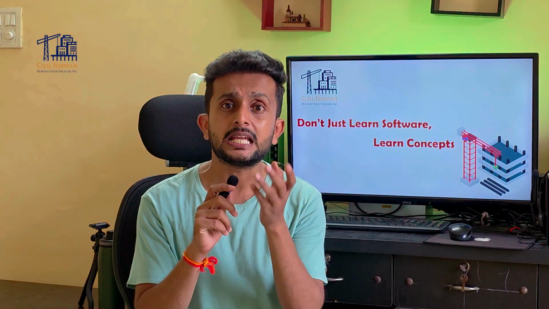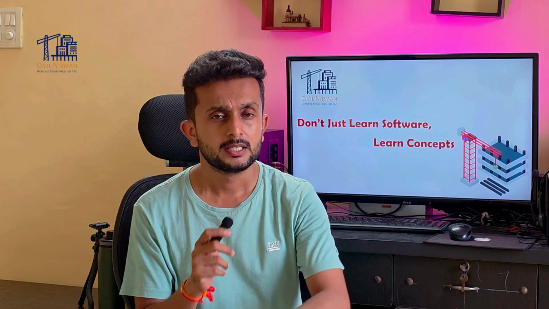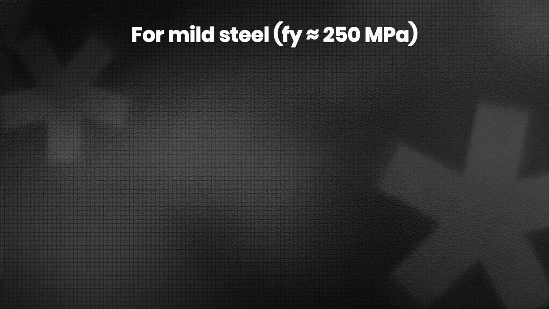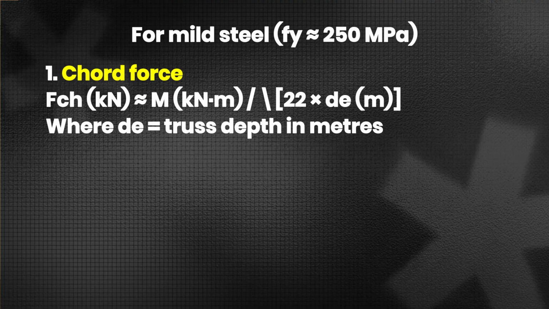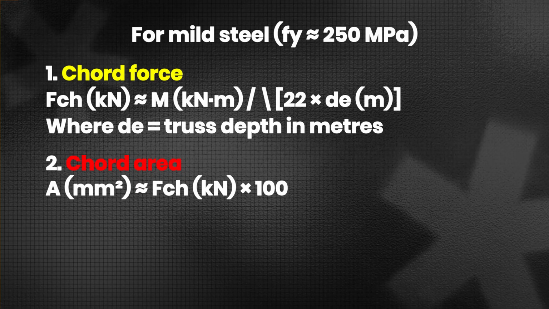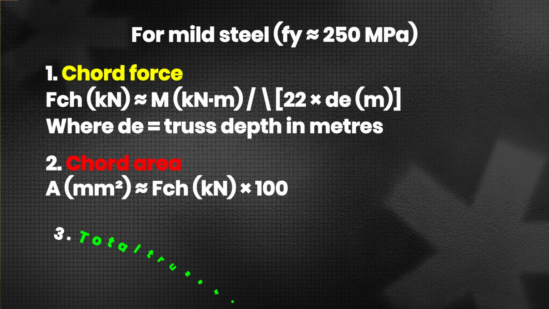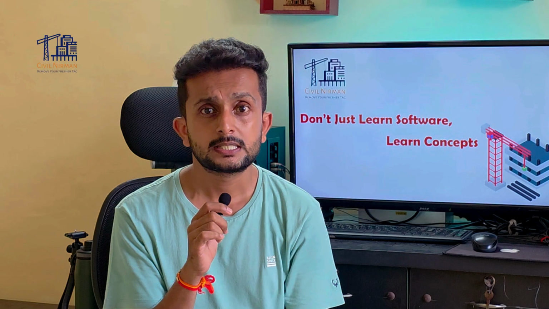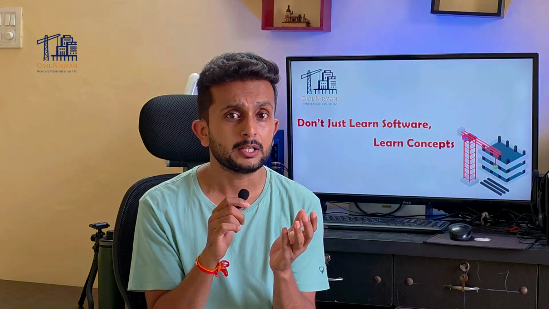Now, the next topic is truss self-weight estimate. For the mild steel category where Fy is 250 megapascal, you can figure out the chord force using the following equation, which is displayed over here for the metric units, where D is the truss depth in meters. Similarly, you can figure out the chord area based on this F value that you have figured out earlier. Based on this, the total truss weight will be 3.5 times the weight of one chord.